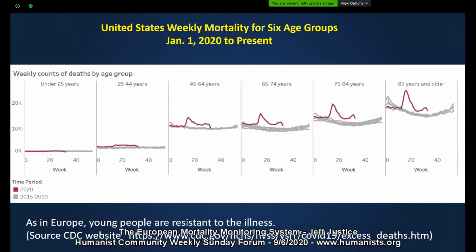And then the question is, is it because you're older, or is it because as you get older, you have comorbidities? You have heart disease and diabetes and obesity and all the other problems of being older. I'll just raise that as a question. I won't try to answer that question. I'll just note that the data says older people are hit much harder.